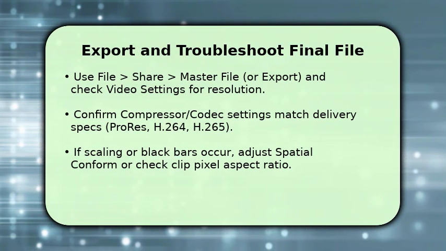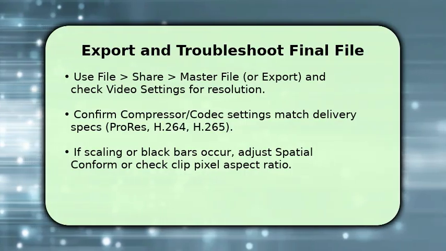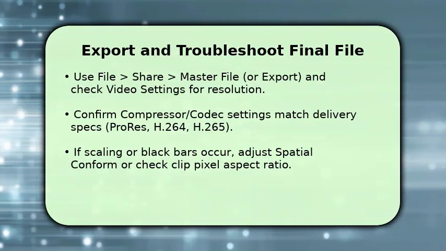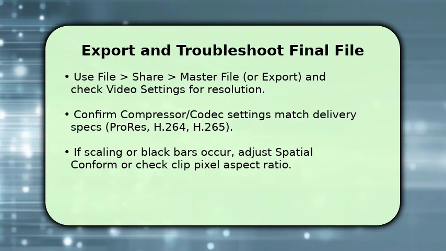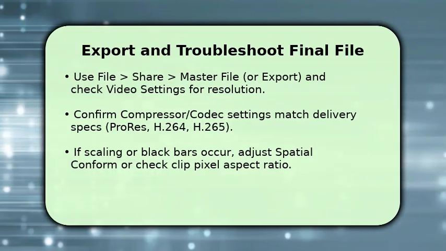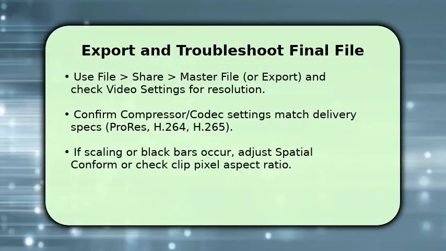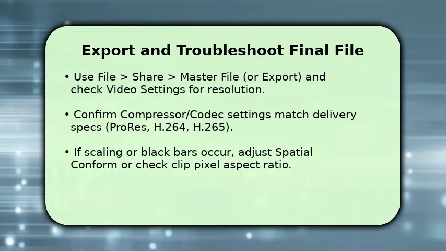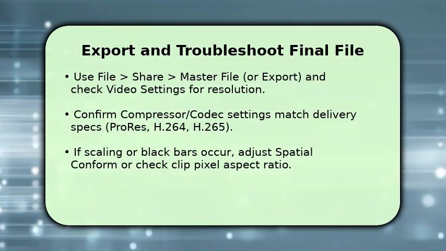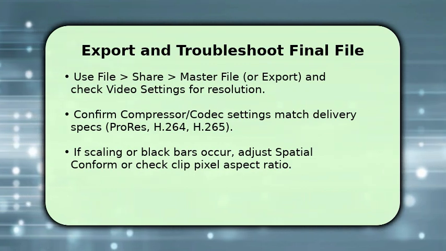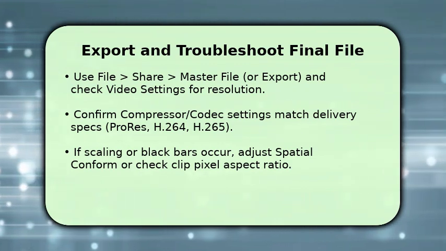Choose a codec like ProRes for quality or H.264/H.265 for smaller files. If you see unexpected black bars or stretched images, first check Spatial Conform and the individual clip's pixel aspect ratio. Make sure clips match the project or are scaled or cropped intentionally.